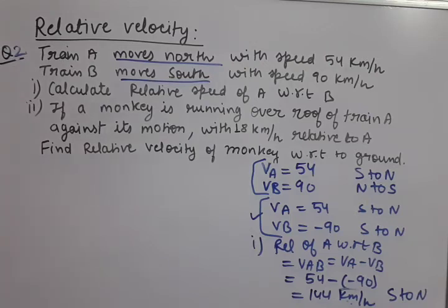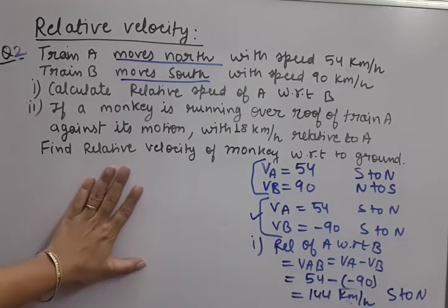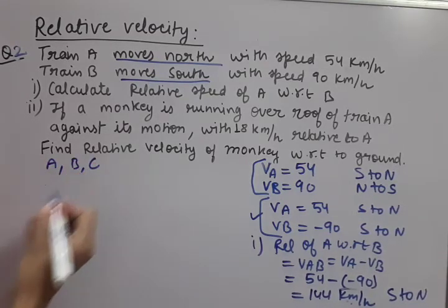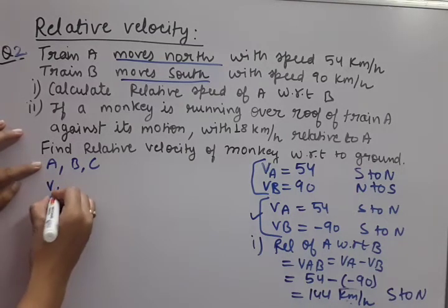Till now we have understood the relative velocity of two objects, A and B. Suppose in any situation there are three objects, A, B, C. So what is the interconnection of their formulas of relative velocities? It's this way, very easy.